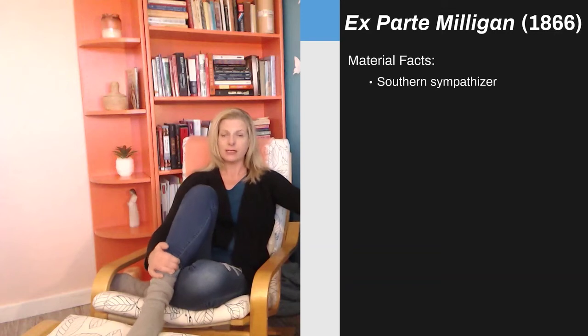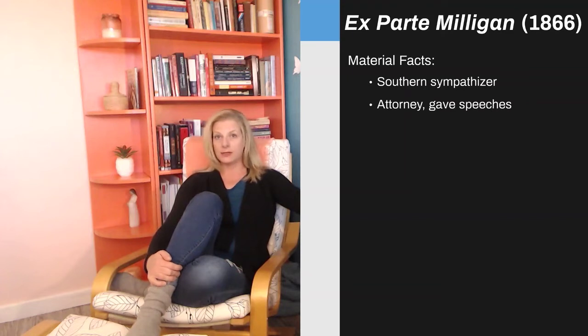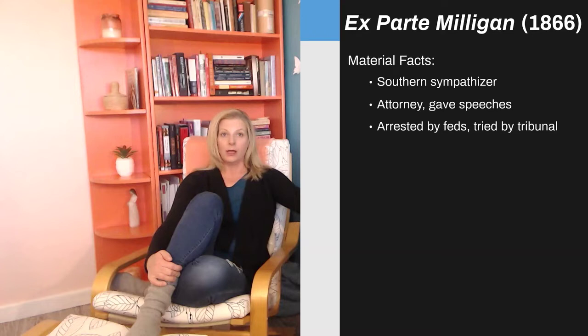So our first example of this is in Ex parte Milligan. And of course, this is a case right around the time of the Civil War. And the facts of the case are like this. Milligan was a Southern sympathizer. He was an attorney and gave speeches, but he was in Indiana. He was arrested by the federal government and was tried in one of these military tribunals that Lincoln had authorized.